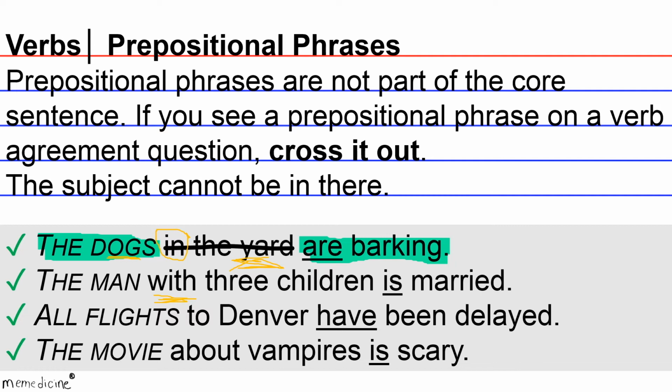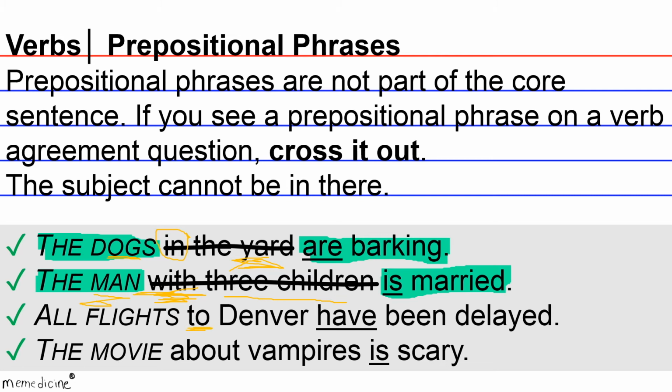It explains the relationship between the man and his 3 children. Our prepositional phrase is "with 3 children." It doesn't affect the core sentence, so we're crossing it out. Thus, we've isolated the subject of the verb, the man, and the verb phrase is married. So "the man is married" is our core sentence. It has not changed one bit now that we've gotten rid of our prepositional phrase.